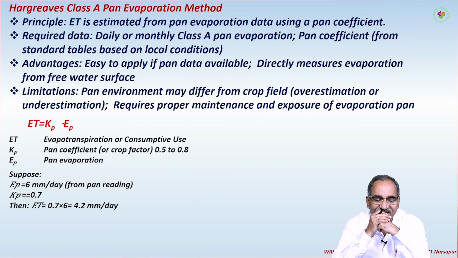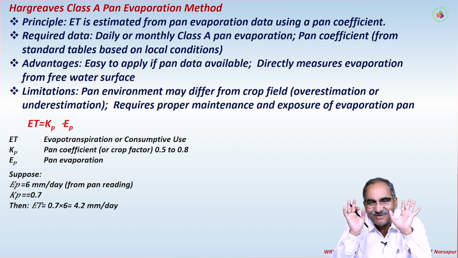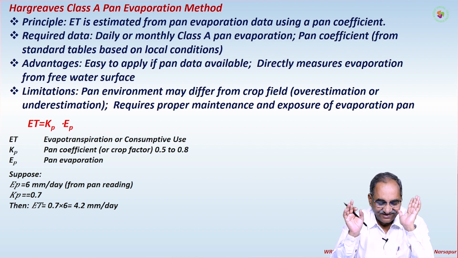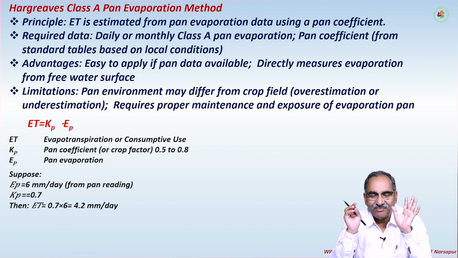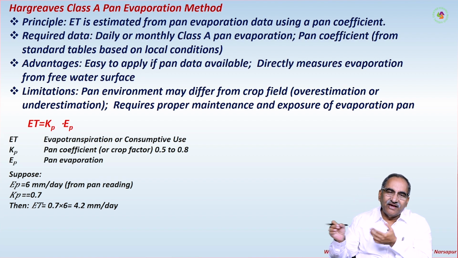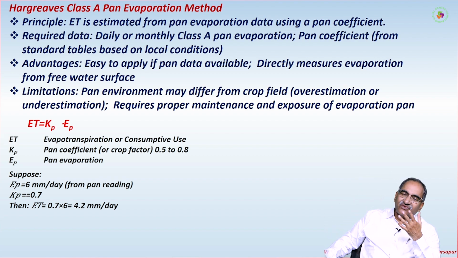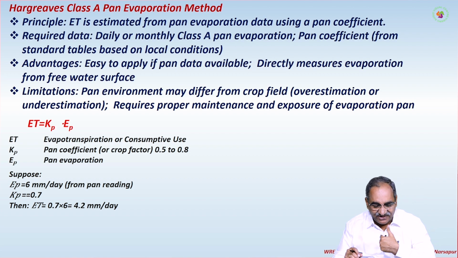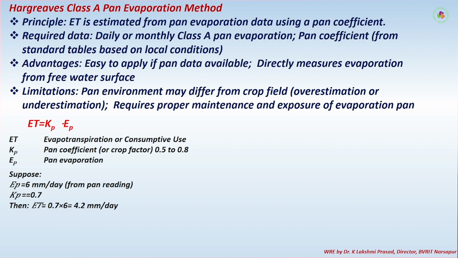The third one is the Hargreaves class A pan evaporation method, and this method purely depends on pan evaporation and pan coefficient. These are the two factors. You have already measured the evaporation, so if you give the pan evaporation, the Hargreaves class A evaporation method is used. It is Kp into Ep. What is Kp? Pan coefficient.